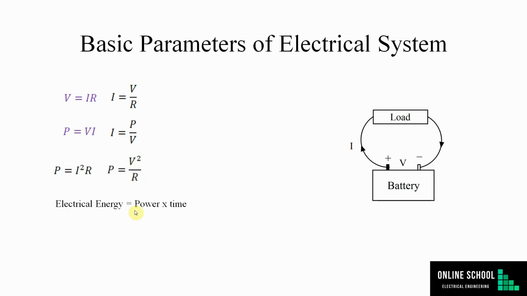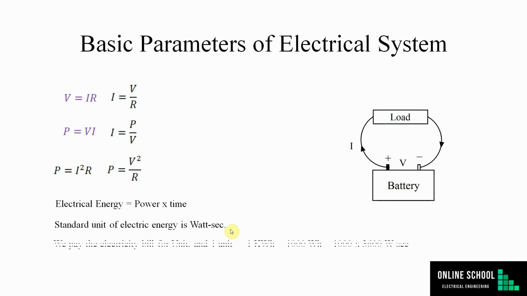Electric energy is product of power into time. Standard unit of electric energy is watt second. It can be written as W into second, watt second. We pay the electricity bill for unit, and 1 unit is equal to 1 kilowatt hour. Kilowatt hour is equal to 1 unit, and if we compare it with the standard unit, converting into watt into second, then 1 kilowatt hour is equal to 1000 watt hour.